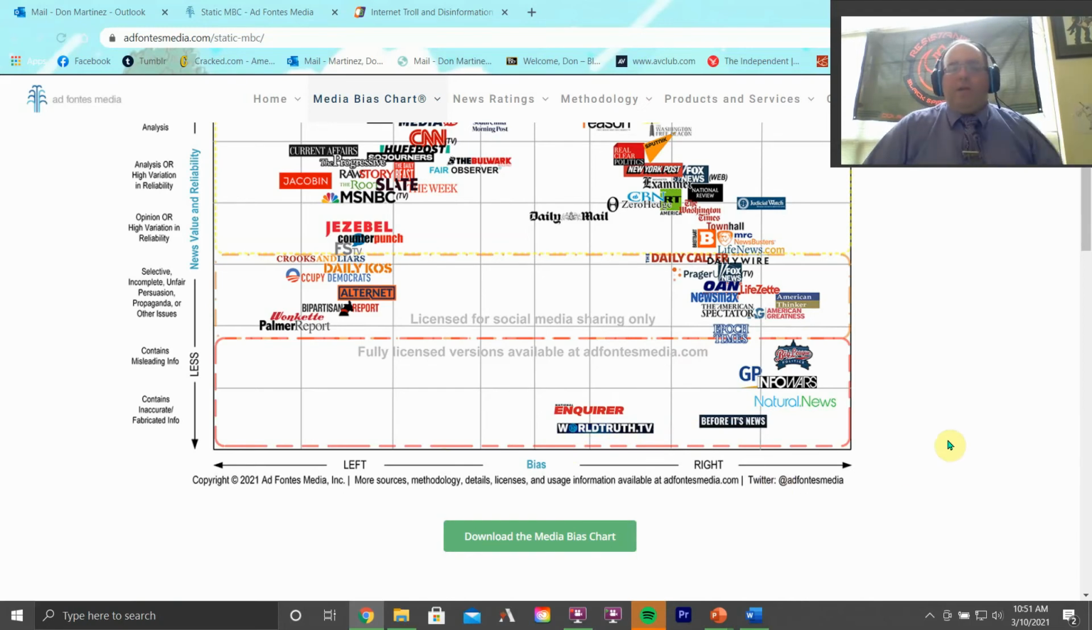Okay, so this gives you an idea of what kind of biases we have and what kind of trustworthiness versus non-trustworthiness you find on both sides of the spectrum. Okay. Interesting that all of the ones that are misleading or inaccurate, none of them fall onto the left side of the chart here. Kind of interesting.